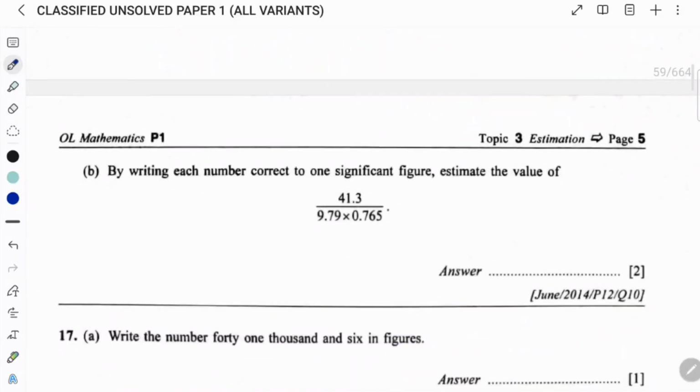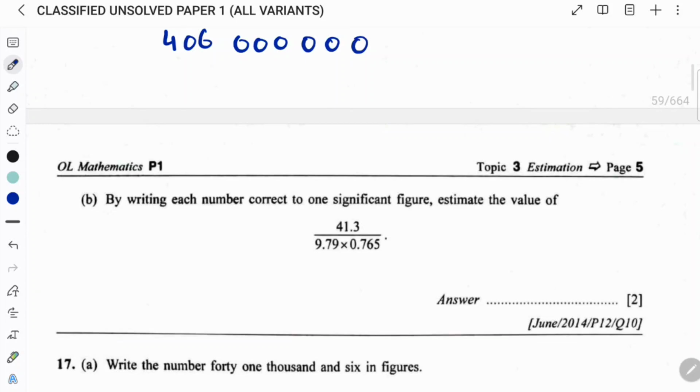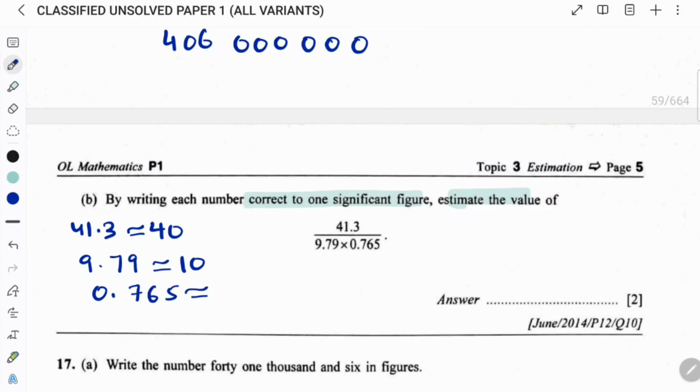Then part of the same question is by writing down each number to one significant figure and estimate the value. One significant figure and then estimate. So 41.3 to one significant figure is approximately equal to 40. 9.79 to one significant figure is 10. 0.765 to one significant figure is approximately 0.8, because it's ending here.